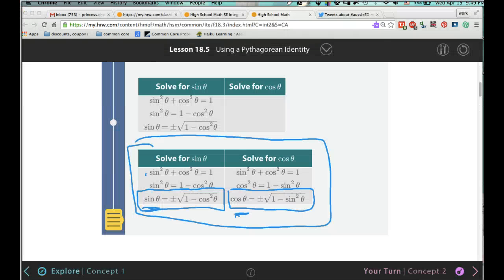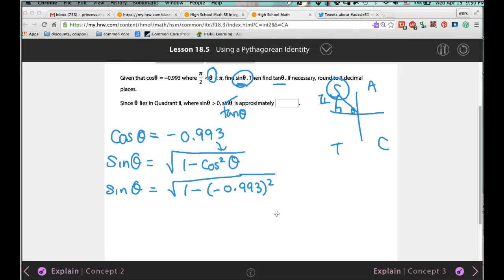And that is your answer for this one right here, okay? So there you go. Sine theta, we found out, is 0.118, okay? But we're not trying to find sine. It says then find tangent theta, okay?